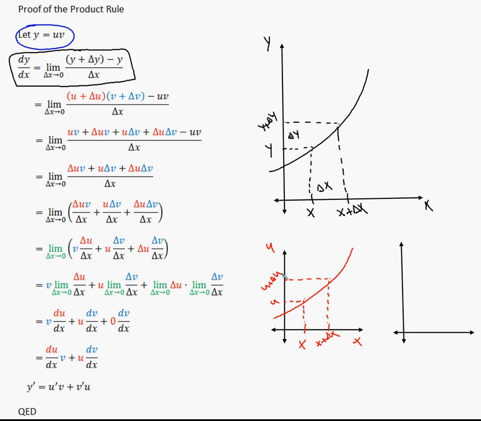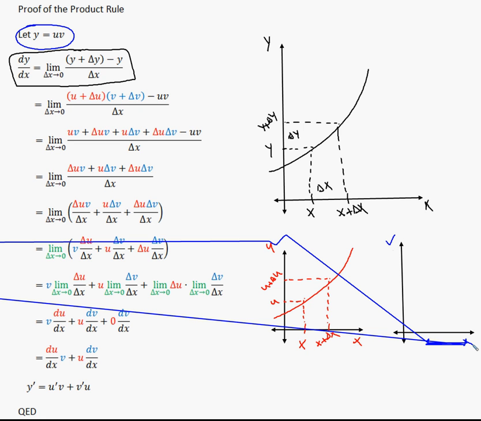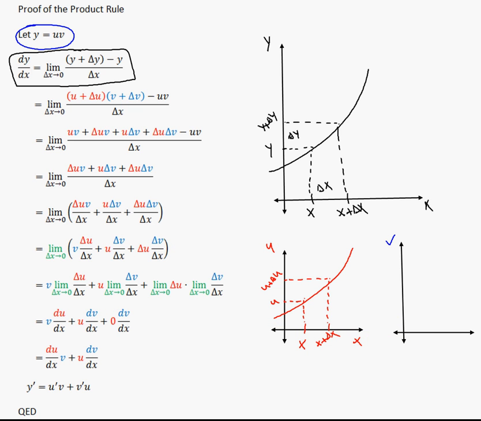Okay, and u in this whole proof is going to be represented by the color red, and v is going to be represented by the color blue. So here's our v graph. Okay, here's the x-axis, and again, this looks just the same, but so that we're on the same page here. This gives us a v value, and this gives a v plus delta v.